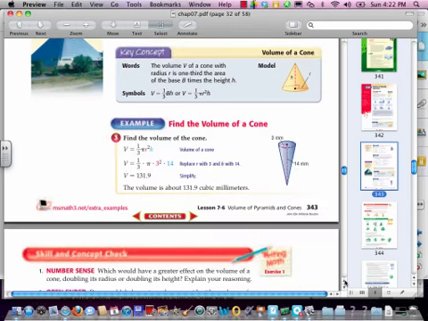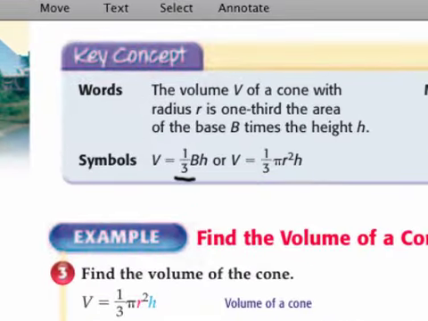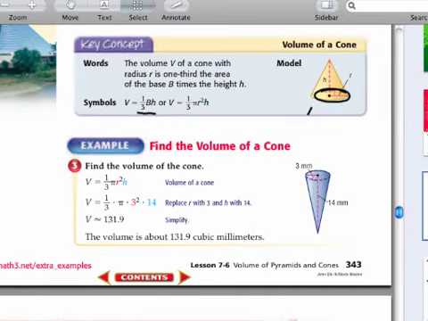Okay, cone's very similar to a pyramid in that we're going to do the same thing. We're going to take the base, take 1/3 of that, 1/3 of the base times the height. But the only difference being that our base is a circle, so our base is going to be pi r squared. So we're going to say 1/3 pi r squared h for the formula.